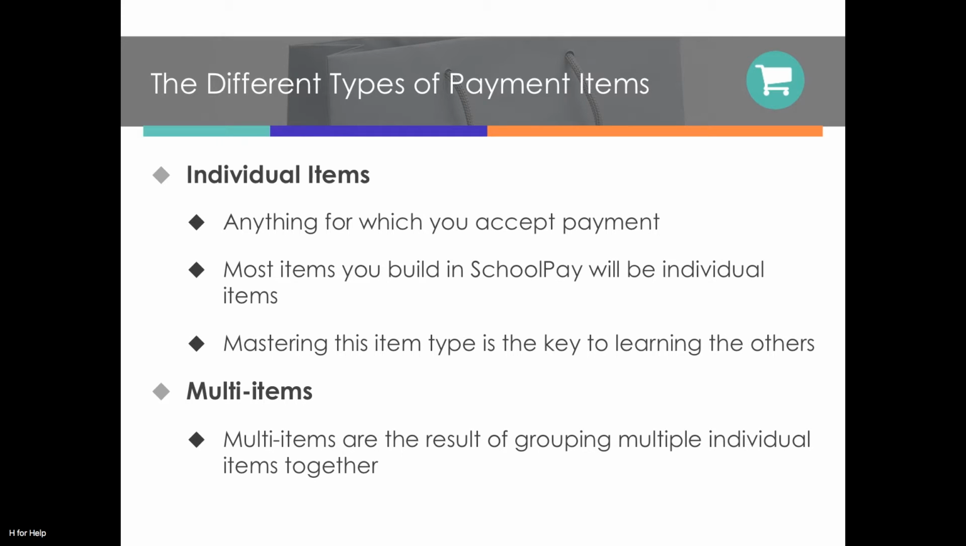Next, we will discuss the different types of payment items in SchoolPay. The simplest and most common item type is an individual item. You will build an individual item for anything in which you accept payment. Most of the items you build in SchoolPay will be individual items. Therefore, mastering this item type is the key to learning the other item types. We will also discuss multi-items. A multi-item or multi-item page is the result of linking many individual items together.